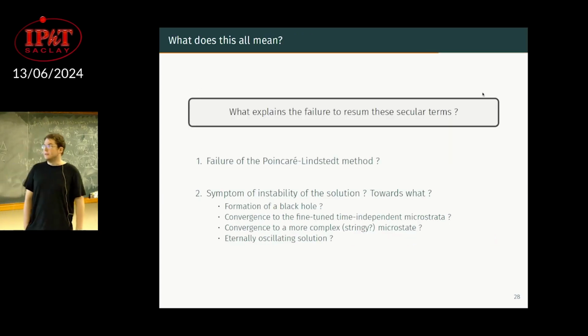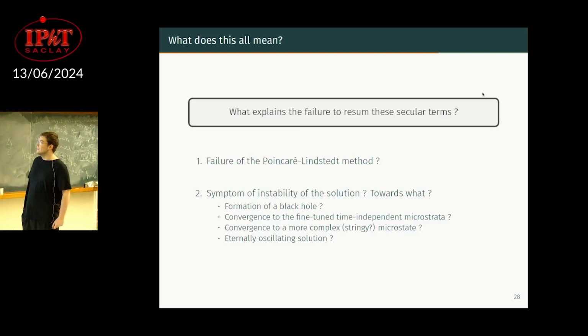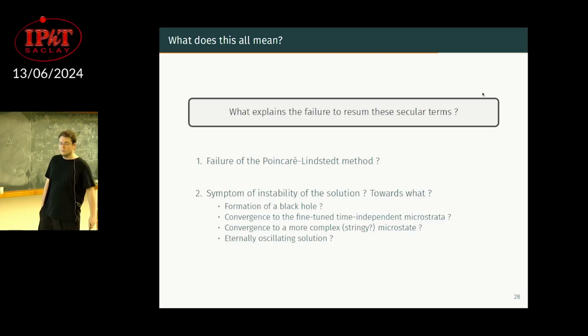Now, what does this all mean? What explains this failure to resolve the secular term? And here there are essentially two possibilities, and I don't have the answer, so if someone wants to try to solve this problem using numerics or CFT, I will be very happy to learn about the solution. The first one is that the Poincaré-Lindstedt method actually is not powerful enough to resum the secular term at order 4.